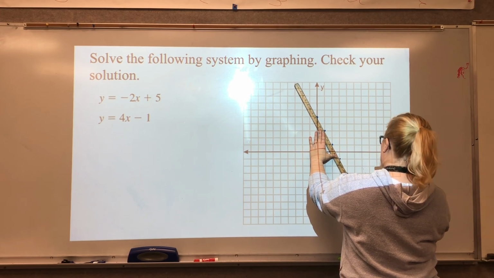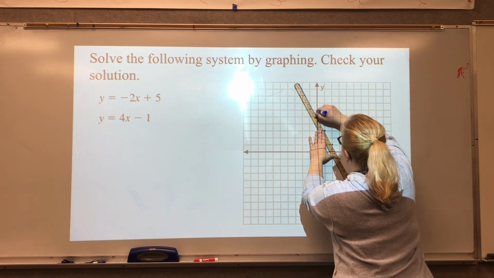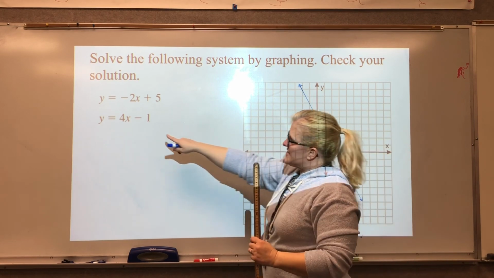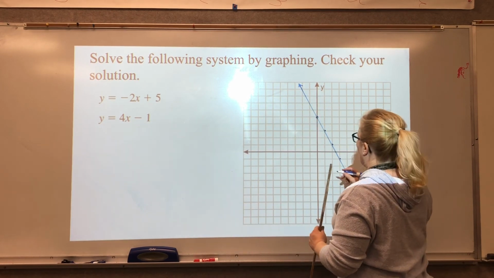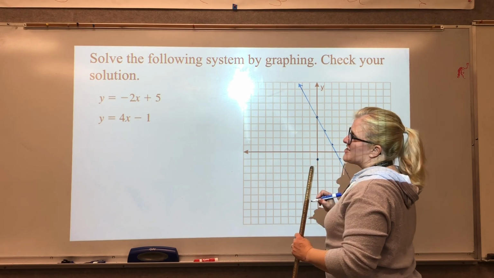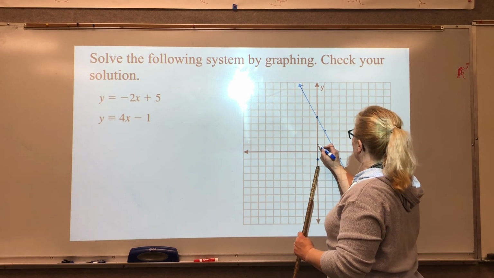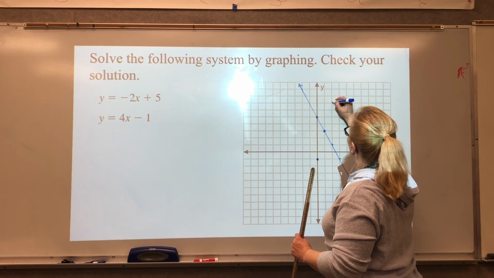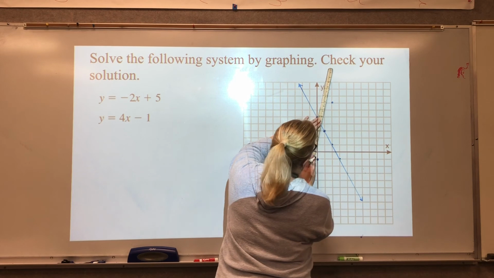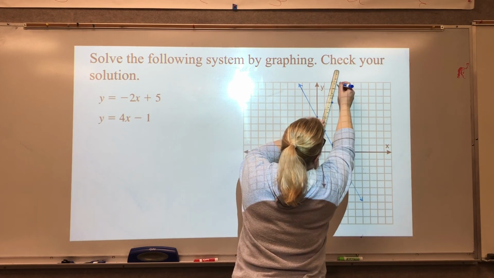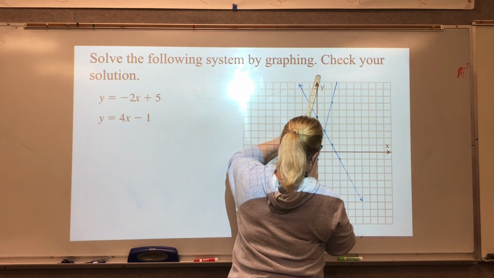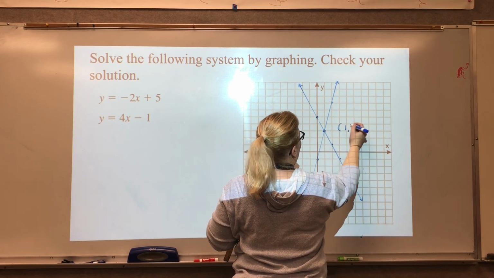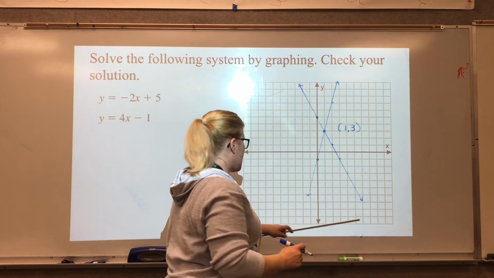Let me make sure I got this. Okay, there's the first line. This next one I have negative 1 as my y-intercept, and my slope is 4, so it goes up 4, 1, 2, 3, 4 over 1. You can see where it's going to intersect. So it intersects at (1, 3). So that's the solution to the set.